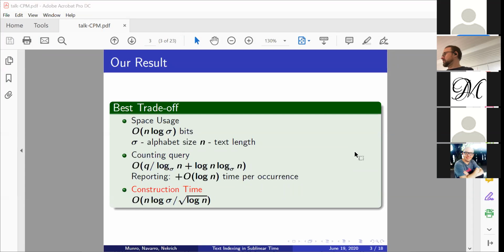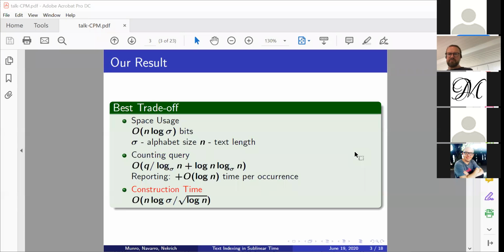The counting queries are answered in this time, so the time is proportional to the length of the query string in words, or |Q| divided by log base sigma of n, and there's also an additive factor, log n times log base sigma of n. And if we want to report the locations of every occurrence, then we'll need to spend roughly log n time for each occurrence. And the construction time is the same as in the data structure of Kempa and Kociumaka that was just introduced in the previous talk. And this is n log sigma divided by the square root of log n.